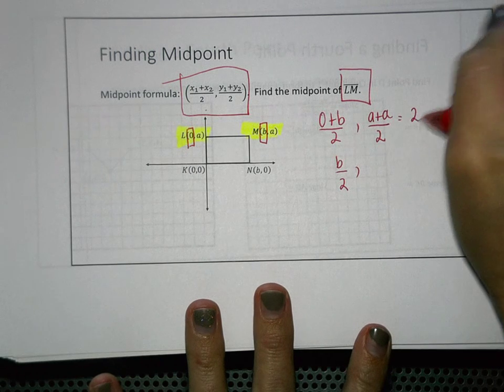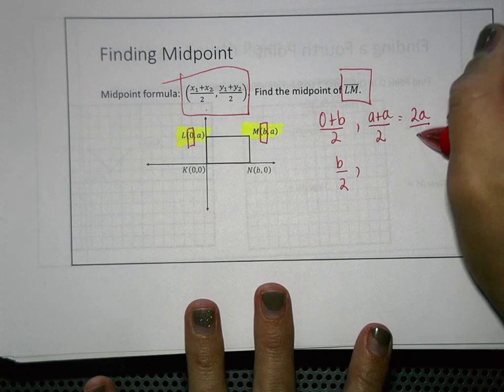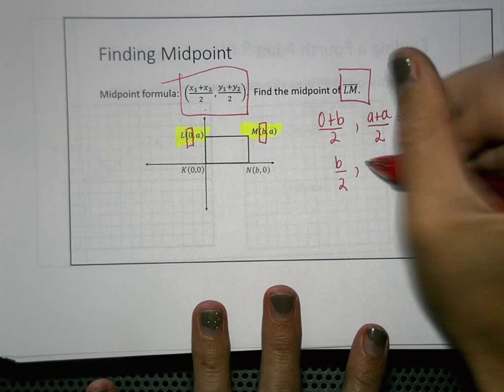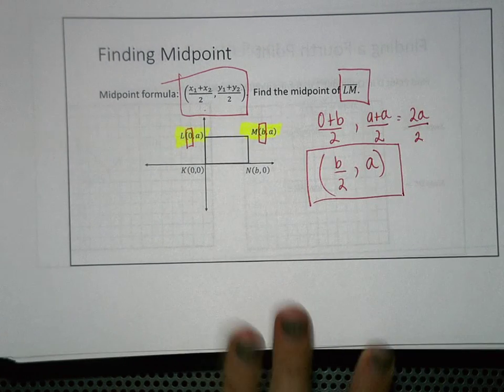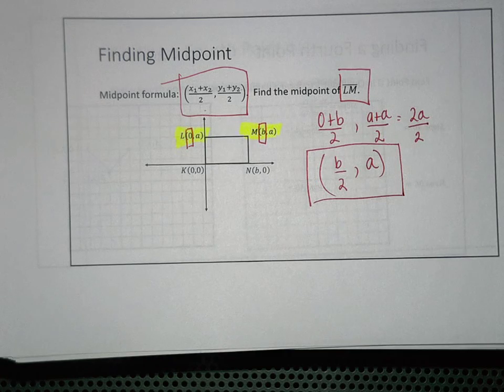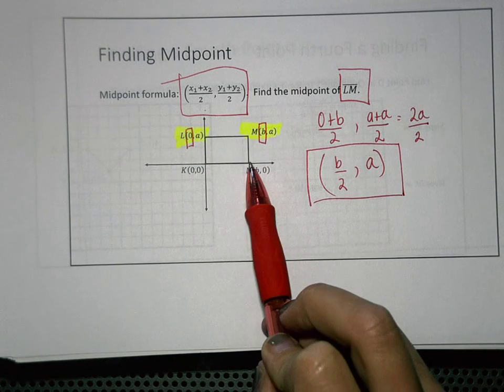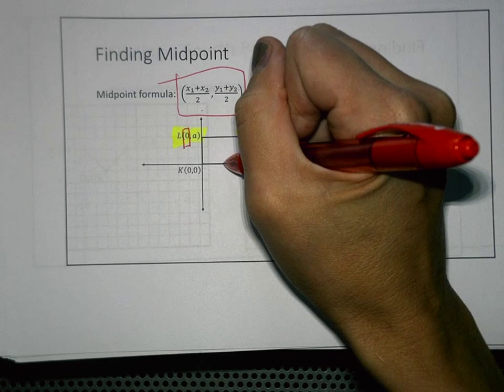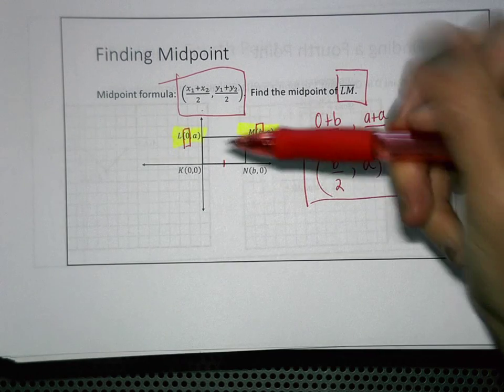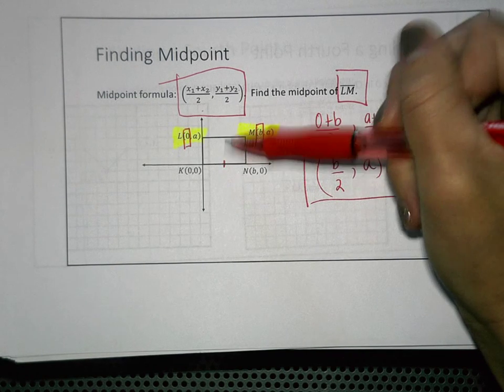2a divided by 2, what does that equal? A. So this is my midpoint of LM. Now let's look on our graph. If from here to here is b, they're telling you to go b divided by 2, so half of b. So I go half of b, and then it says to go up a.